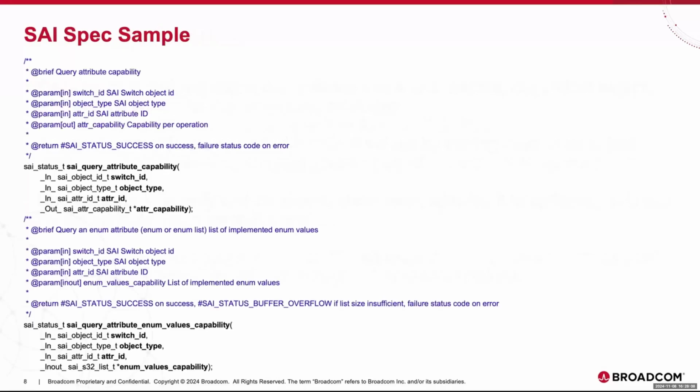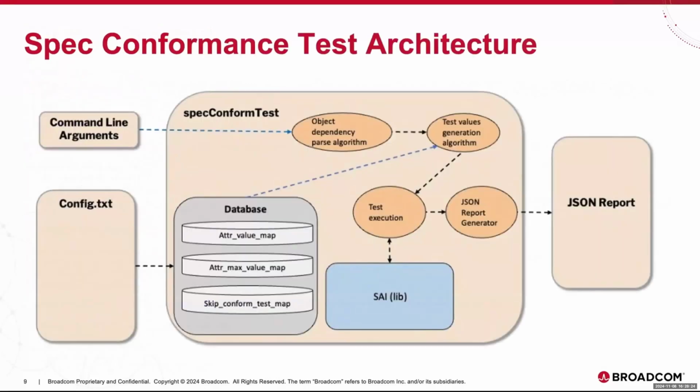This is an example of a spec that is used to generate the metadata. So as you can see, the spec already has information about the input-output parameters and the attributes and the data types of the attributes. This is the architecture of the spec conformance test tool.